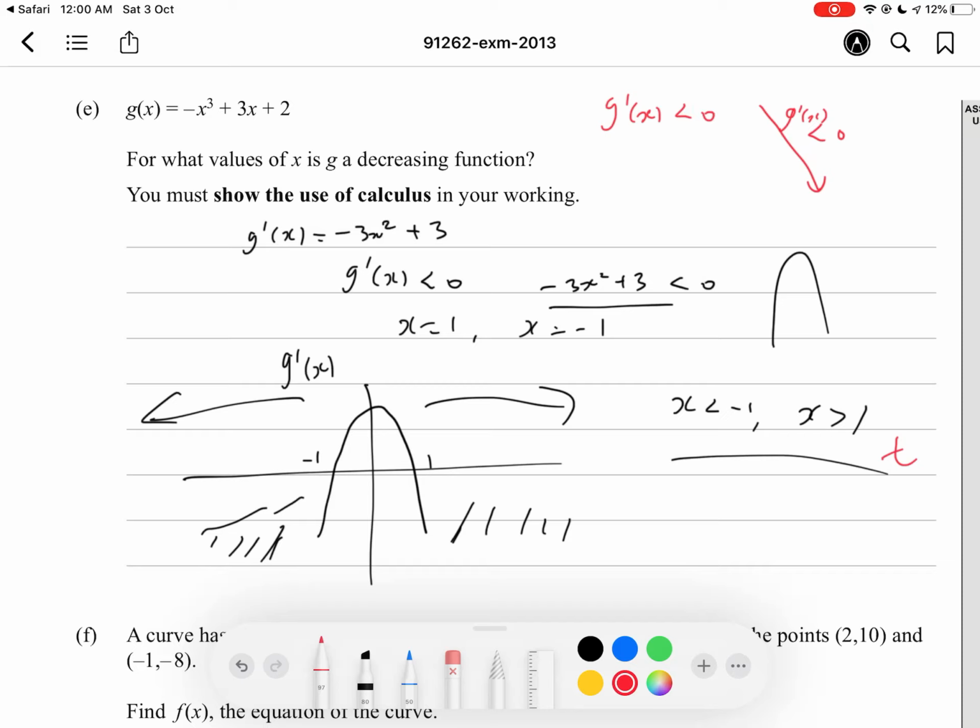And to get an achieved grade, you do the correct derivative. So the correct derivative found will get you an achieved.